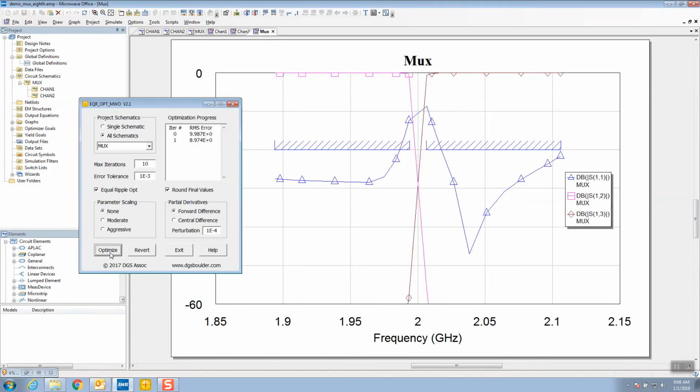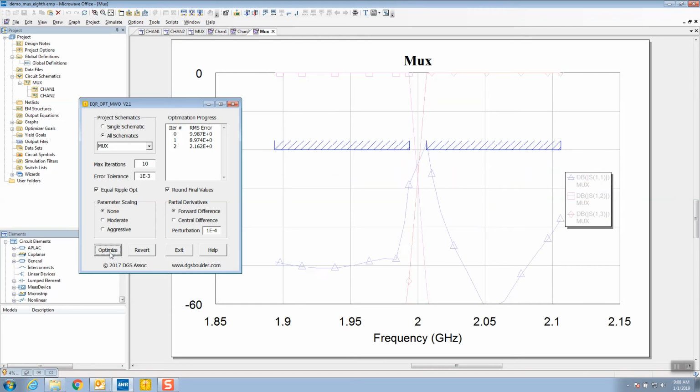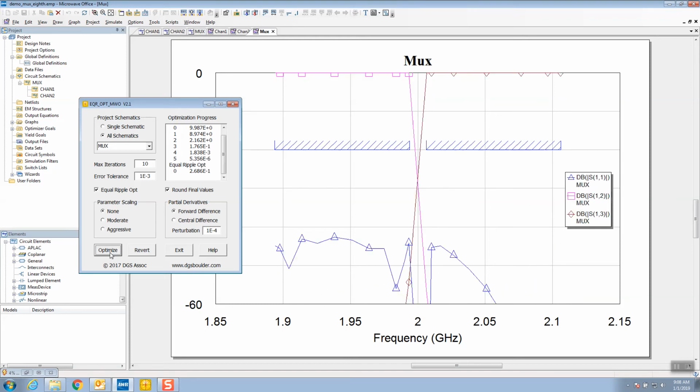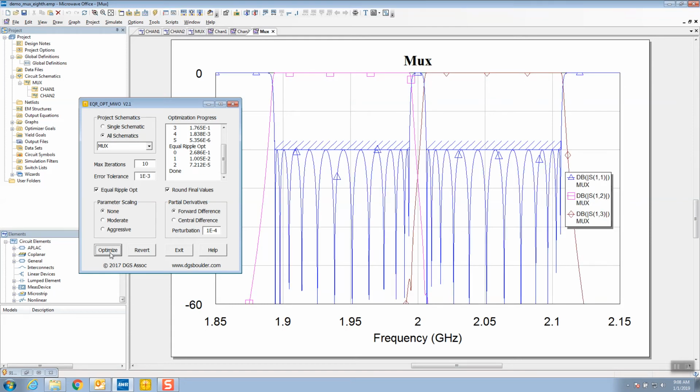the optimizer will bring both channels to a nearly perfect equal ripple response. And we're working again on 48 variables here simultaneously. But the analysis engine in Microwave Office is quite fast. And in fact, in about 7 iterations of the optimizer, we've got a very nice looking diplexer here. Now, notice we started with the two channels pretty close together. In fact, this spacing is 1/8 of the bandwidth of an individual channel.